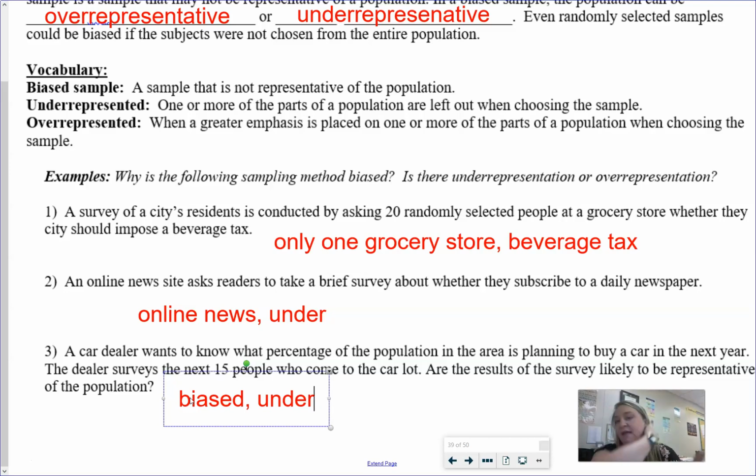And that's what's important about these questions. If you can explain your choice, then it's really hard to get these wrong, okay? Explain to me why you pick one over the other. So I could argue underrepresentation because it's only 15 people out of a whole area. That's not a lot. Granted, I don't know how big the area is. And then we could also say overrepresentation because he's only asking people who are coming to a car lot. So they obviously are planning on buying a car. They're coming to a car lot. All right.